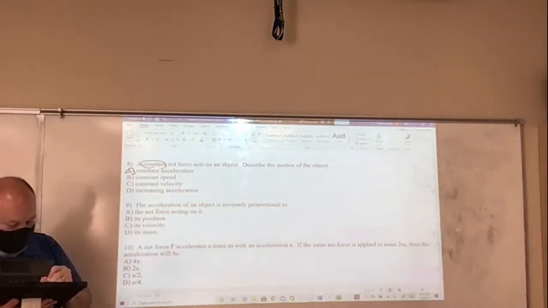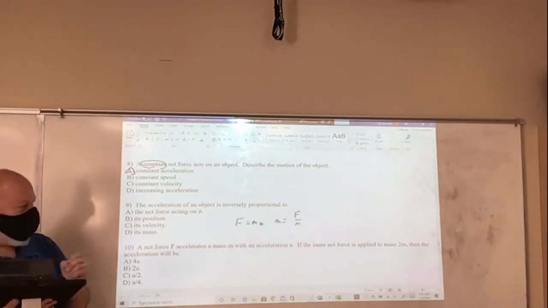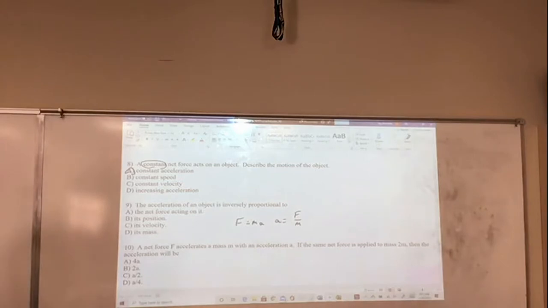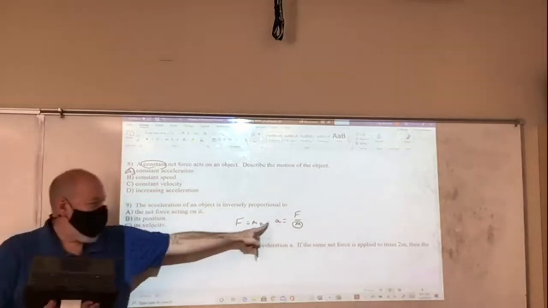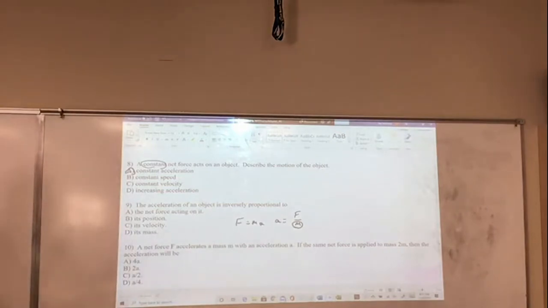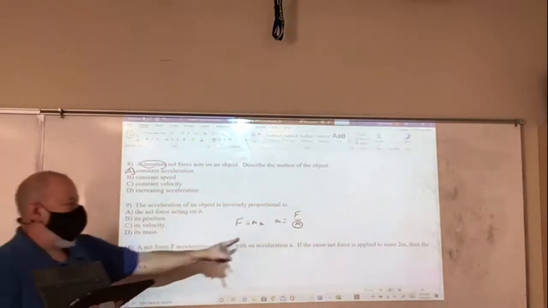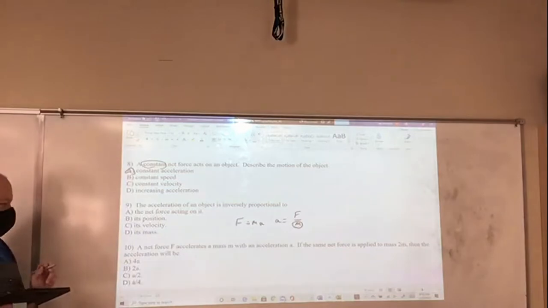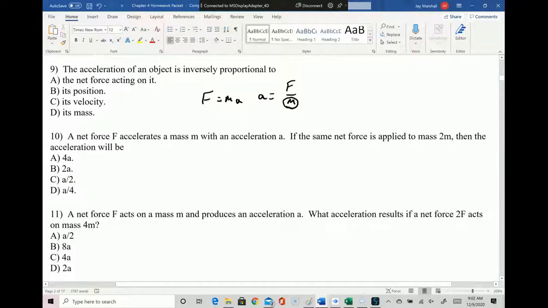Okay, we know that since force equals ma, that a equals force divided by m. So the acceleration of an object is inversely proportional to what? The acceleration is inversely proportional to mass, right? If I increase the mass, I decrease the acceleration. If I decrease the mass, I increase the acceleration, right? A net force F accelerates mass m with an acceleration of a.